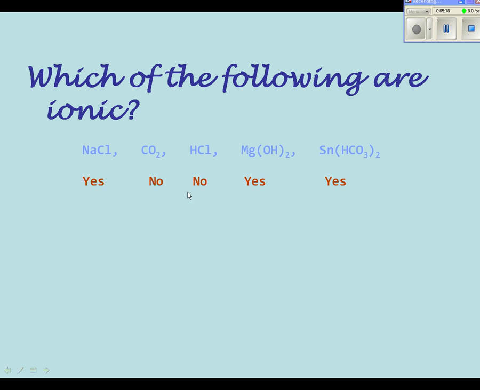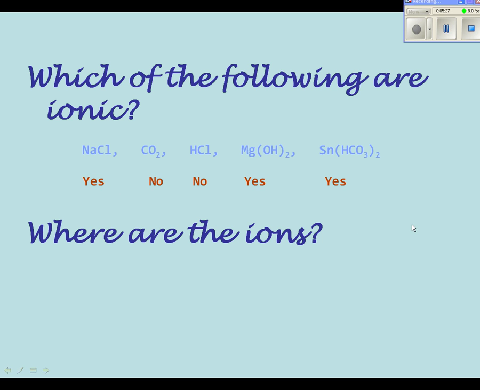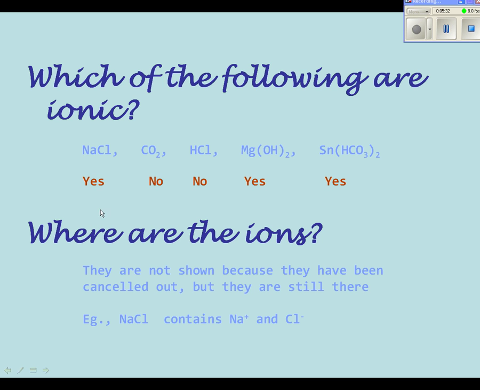But if they're ionic and therefore contain ions, that is positively and/or negatively charged atoms or groups of atoms, where are the ions? Well, the ions are not shown in these formulae. There's no positive or negative charge shown here, or here, or here, simply because they've cancelled out, and the numbers of positives and negatives balance. So they are not shown because the resultant charge on this compound is neutral.